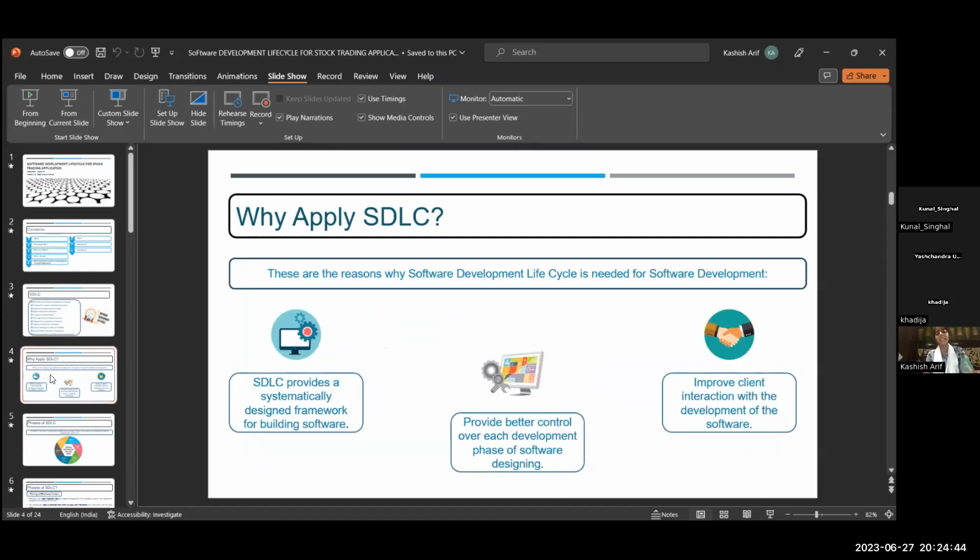So, why apply SDLC in our projects? A development life cycle is needed for software development. SDLC provides a systematically designed framework for building software, provides better control over each development phase and software design, and improves client interaction during the development of the software.